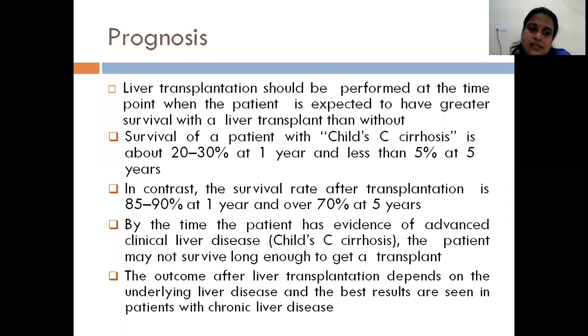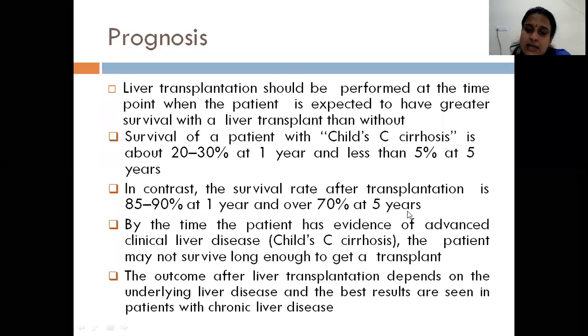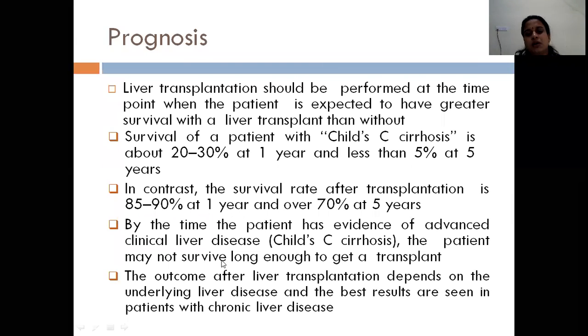In Child C cirrhosis, survival of the patient at the end of 1 year is up to 20 to 30%. It is less than 5% at the end of 5 years. Survival rate after transplantation is 80 to 90% at the end of 1 year. But by the time the patient has evidence of Child C cirrhosis, the patient may not survive long enough to get a transplant most of the time.